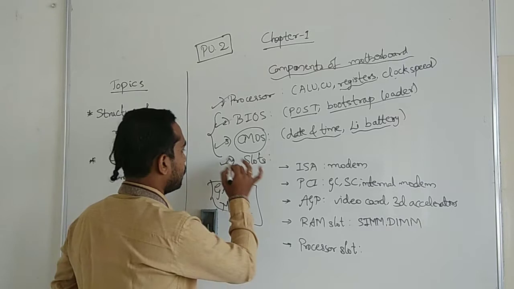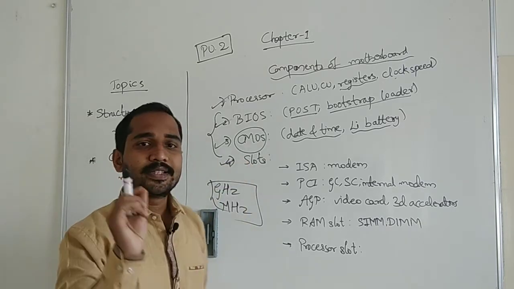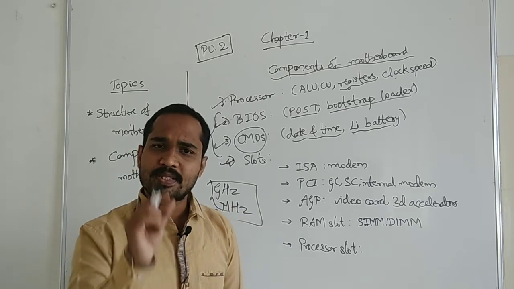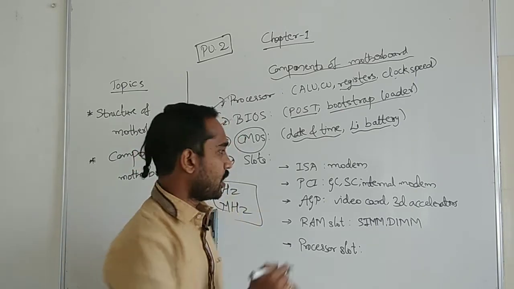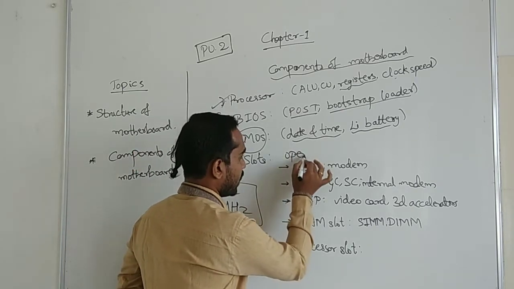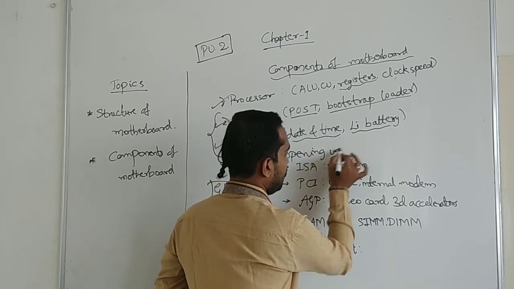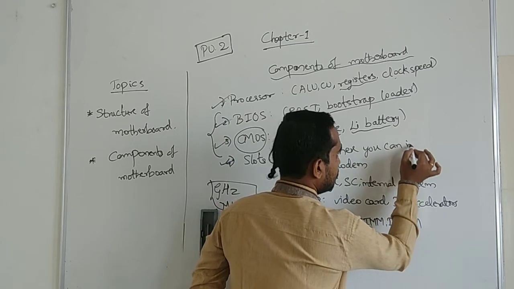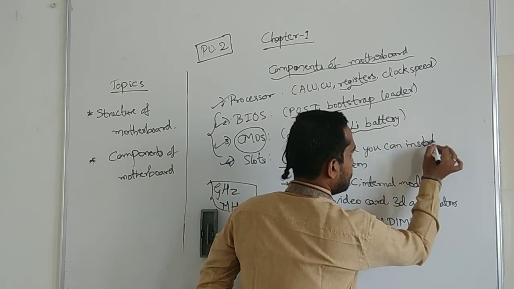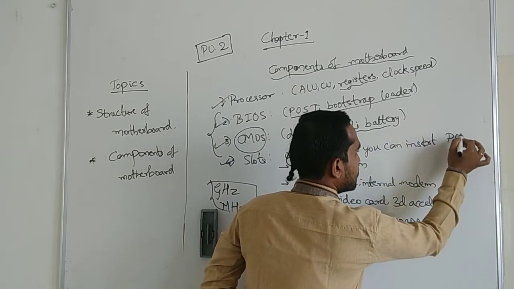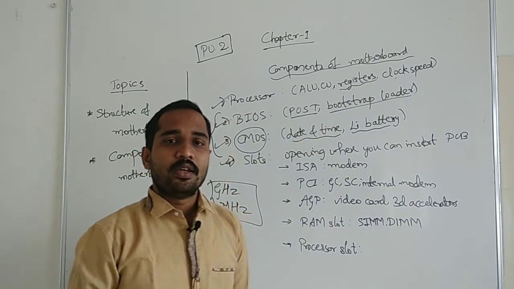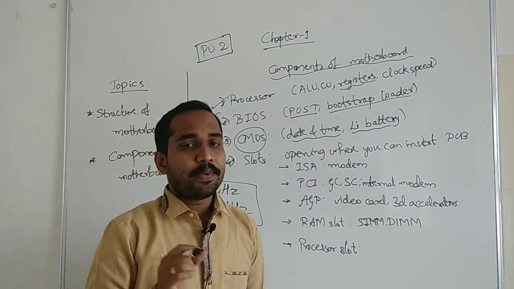Now the fourth component, that is slot. What do you mean by slot? Slot means a small opening, an opening where you can insert a PCB. What is PCB? Printed circuit board.